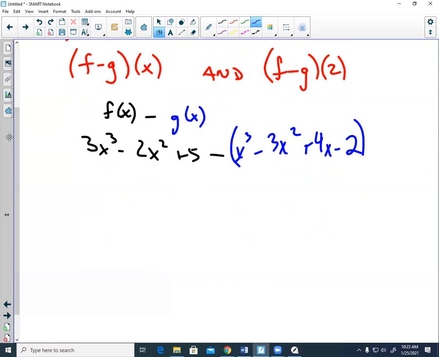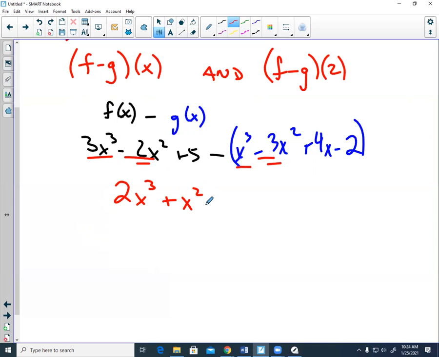But now we're going to combine our like terms. So I have a 3x to the third minus x to the third. 3x to the third minus x to the third is going to give me 2x to the third. I have an x squared term, so I have negative 2x squared minus negative 3x squared, right? Negative 2x squared minus negative 3x squared is going to give me a positive x squared.